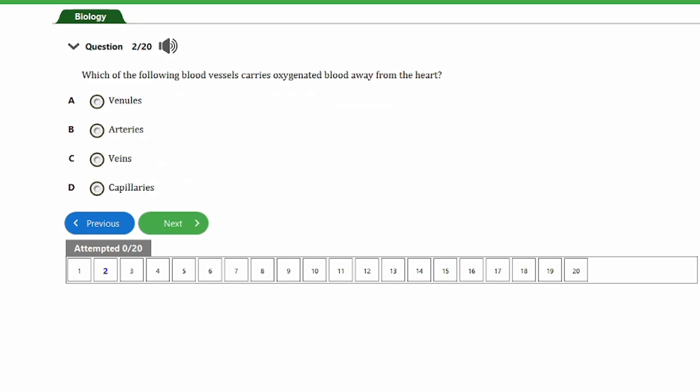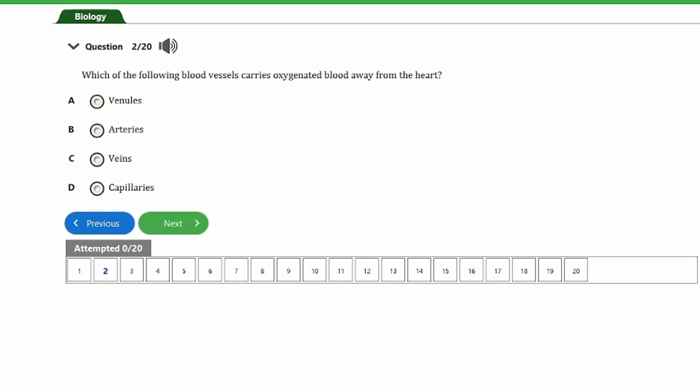Question number 2, it says, which of the following blood vessels carries oxygenated blood away from the heart? A. Venules. B. Arteries. C. Veins. D. Capillaries. So guys, the answer to this question is option B, and that's the arteries. The arteries are the blood vessels that carry blood away from the heart.